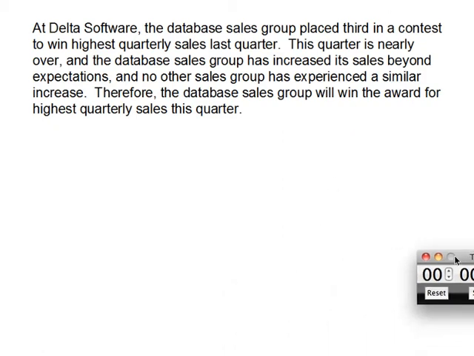All right, first steps first, identifying the conclusion. Here we have the great conclusion indicator word, therefore. Therefore, the database sales group will win the award for highest quarterly sales. So already we've seen this repeated error of predicting the future. Very dicey territory to predict the future. On what basis is the author predicting that this sales group will win? Well, the only real piece of evidence presented here is that it has increased beyond its expectations. And last year, they placed third.